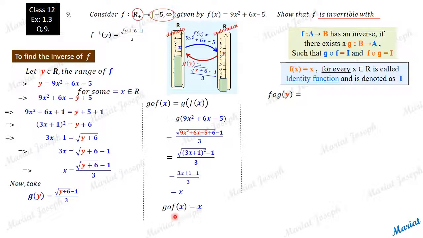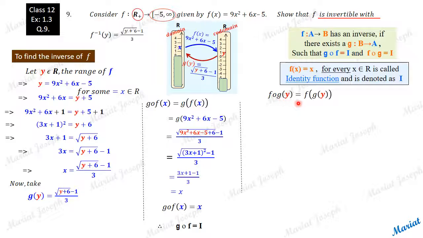What does it mean? This GOF is taking the image of x to x itself. That is, it is an identity function. This is the definition of identity function. Every element is related to the same element. So GOF is identity function. Also we need to check now, what about FOG?